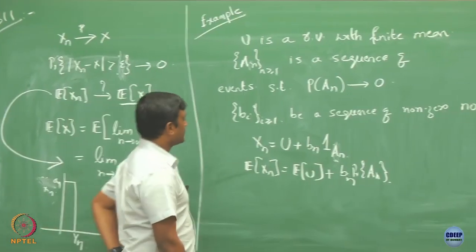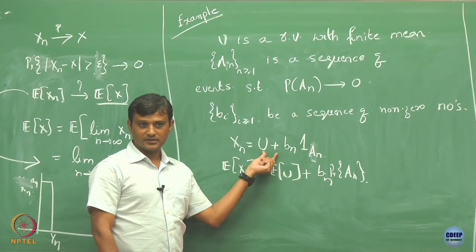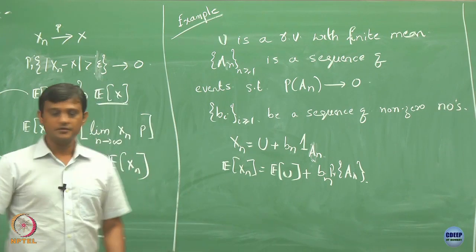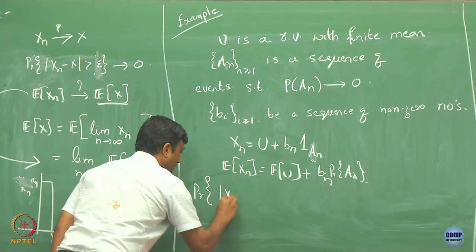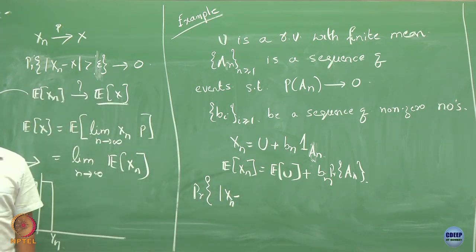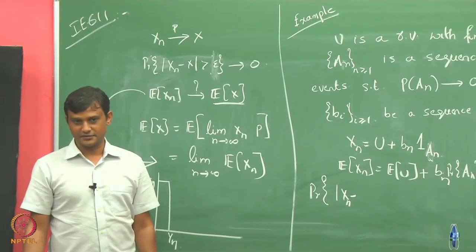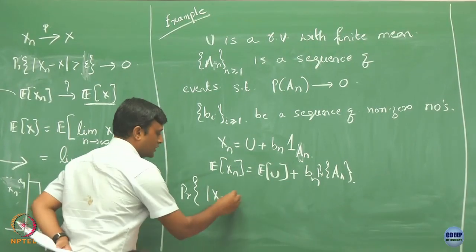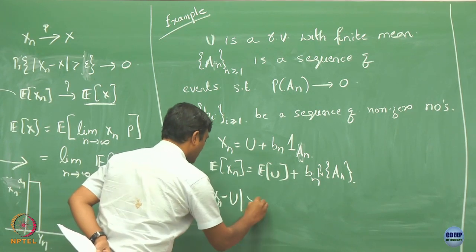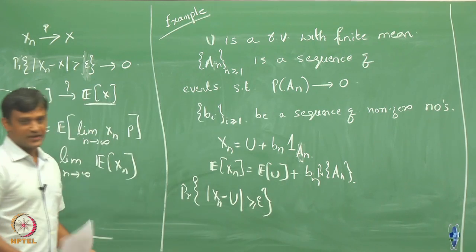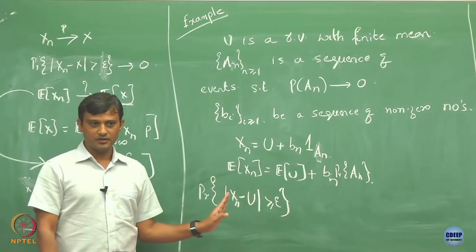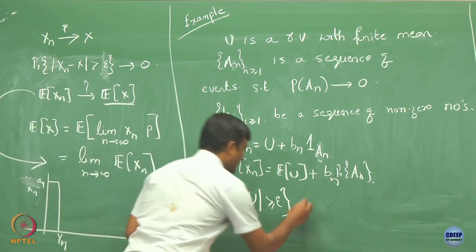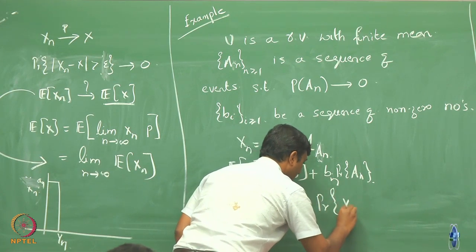So now let me ask this question. I have a sequence of random variables like this. Does this converge in probability? So to verify that, what do I need to do? The probability that X_n minus what you guess it should be converging to, if at all it converges, u. So let us assume I am going to take this to be u. What is this quantity? If I can show that as n goes to infinity this probability goes to 0, then I know that X_n converges to u in probability sense. Now check that this probability is the same as X_n is not equal to u.